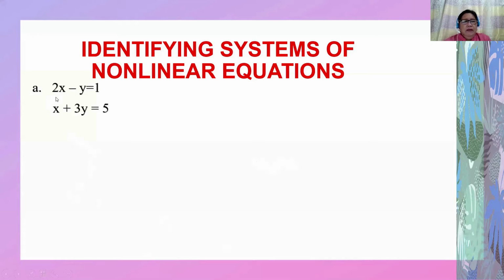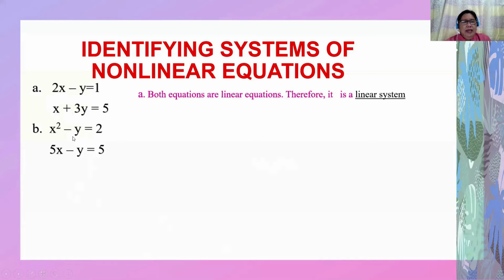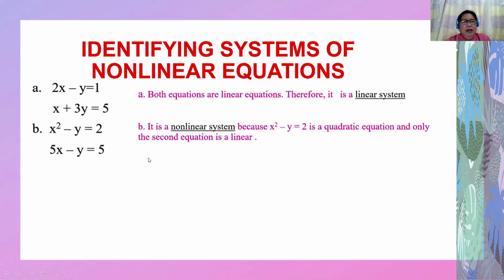Letter A. You are given the system 2x minus y equals 1 and x plus 3y equals 5. The answer is, it is a linear system because both equations are linear equations. Next, given the system x squared minus y equals 2 and 5x minus y equals 5. The answer is, it is a nonlinear system because x squared minus y equals 2 is a quadratic equation, and only the second equation is a linear equation.